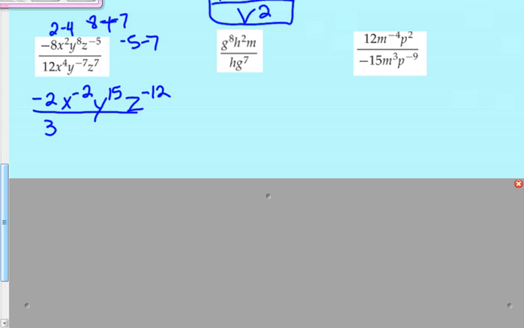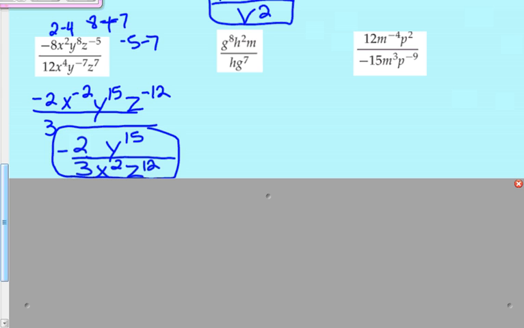To complete this, any one of them with a negative exponent needs to drop down with the 3. So our final answer is negative 2/3. The only one that stays on top is y to the 15th. It's the only positive exponent. The other two, x to the negative 2 drops to x squared, and z to the negative 12 drops down to be z to the 12th power. And there is our final answer.